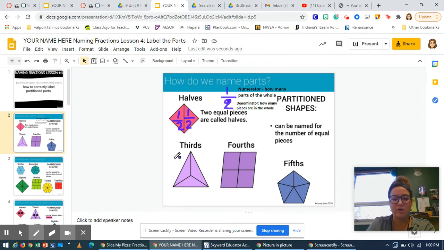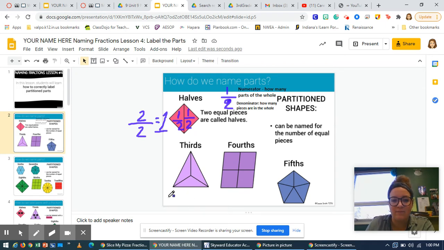And we learned earlier in the week that if we put those two together, 1/2 and 1/2, we would have 2 halves. And anytime a fraction has the same numerator, that's the number on top, and denominator, that's the number on the bottom, it's always equal to 1 whole. So 2 halves is the whole shape there.